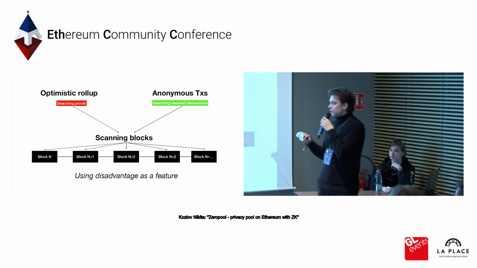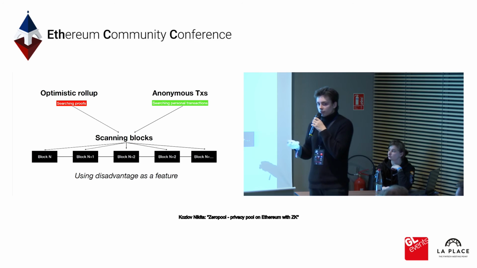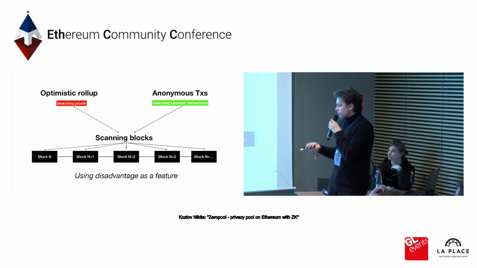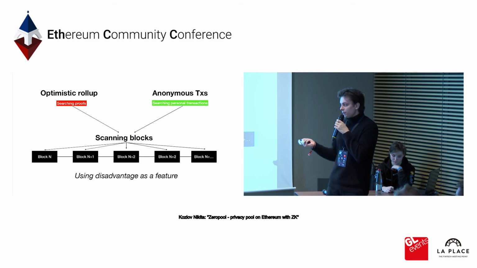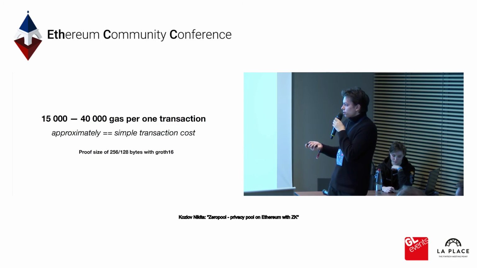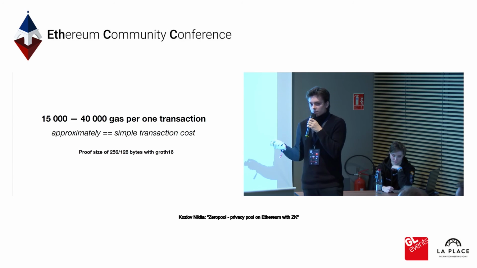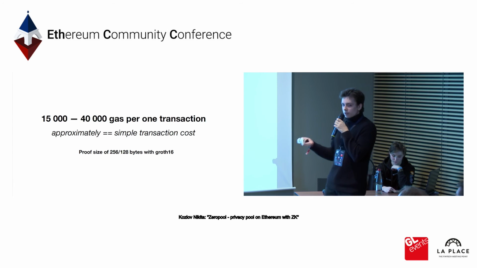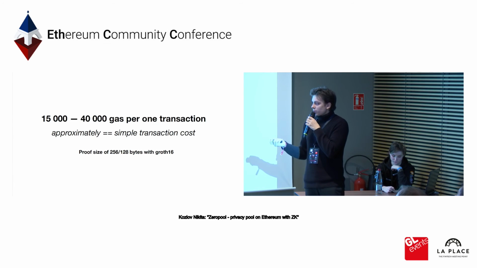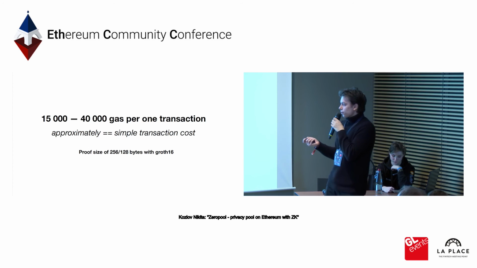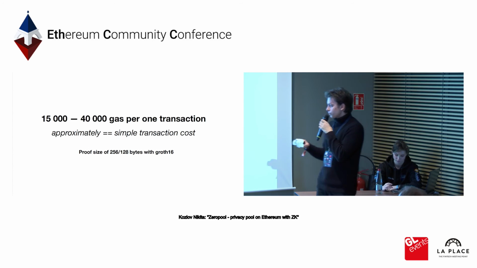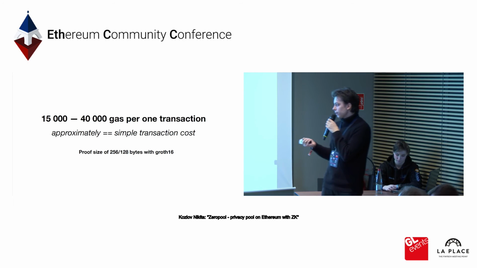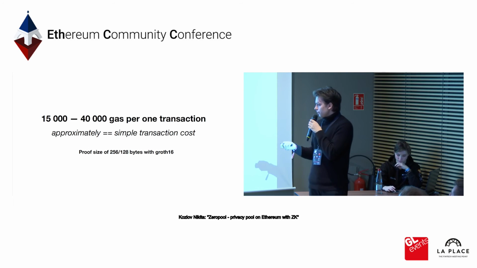We can easily add optimistic rollup without any trade-offs for us. So basically, we use this advantage of optimistic rollup as a feature. And because of that, we have a very small transaction fee per transaction. It depends on the transaction, but usually it's up to 40,000 gas. And also we have very small proof sizes. We have 188 bytes proofs with Groth16.